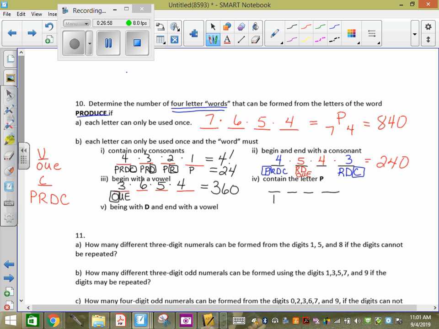Contains the letter P. 1, 2, 3, 4. I have a P. P can be the second blank. P can be in the third blank. P can be in the fourth blank. And then I have 6, 5, 4 left for the rest, right?